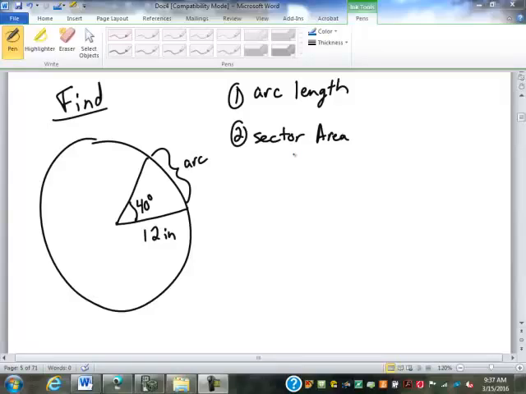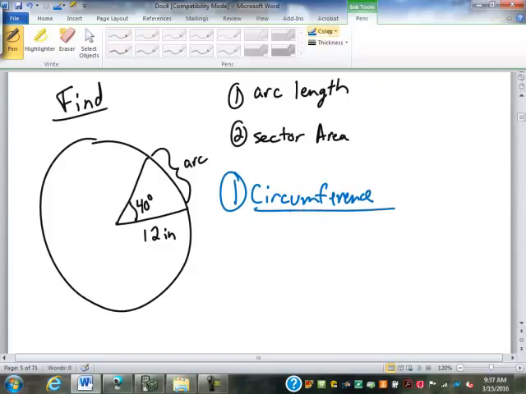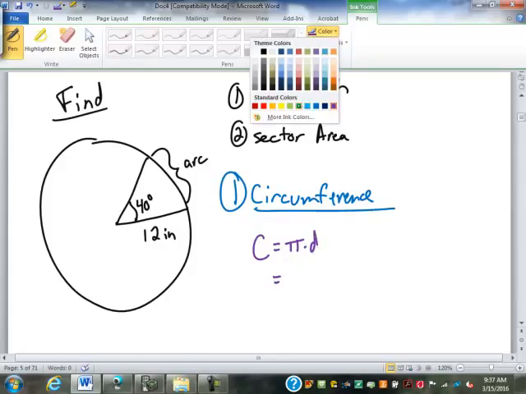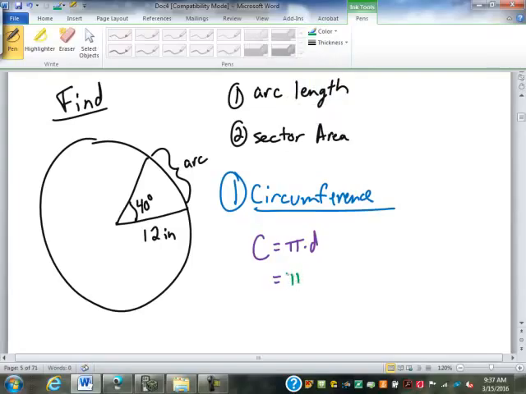So our first step here to find the arc length, what do we have to do? Find the circumference. How do we do that, Drew? Circumference is 2 pi r, or pi times diameter, right? So what would be the diameter of this one? 24. So pi times 24.